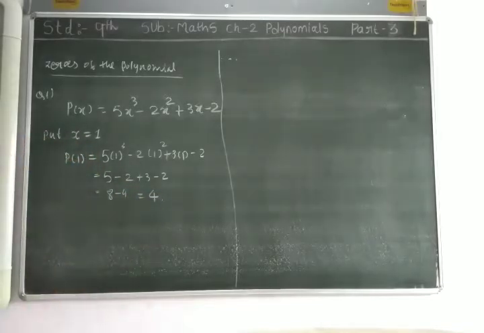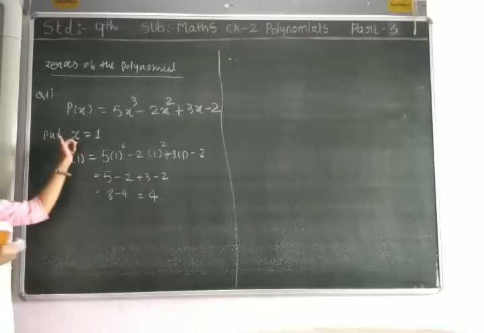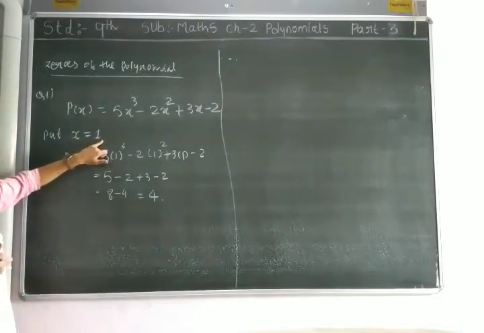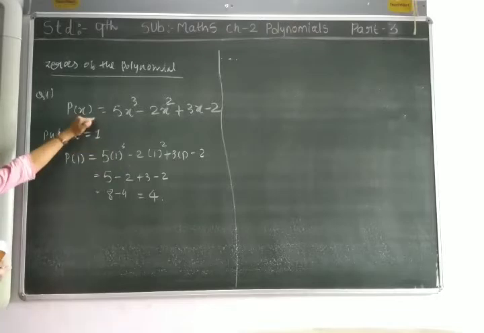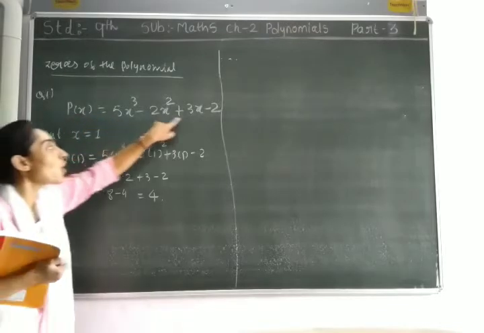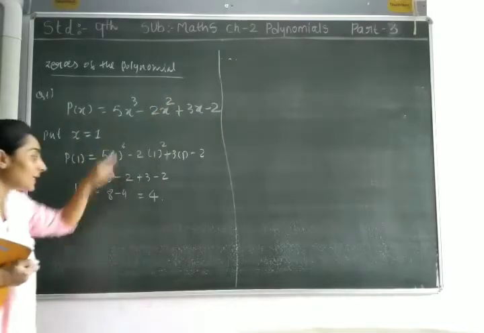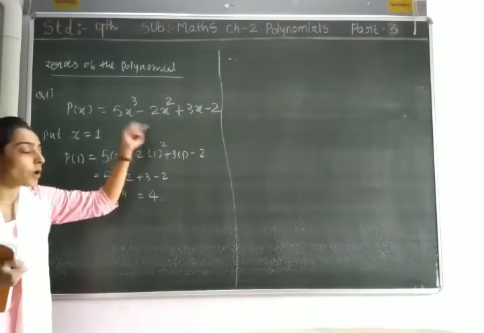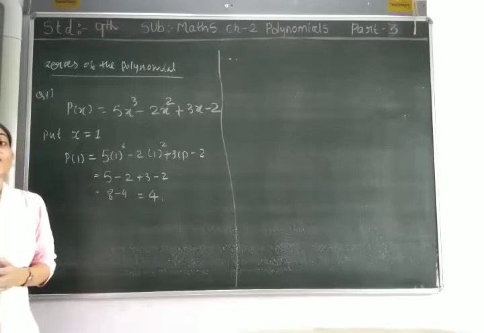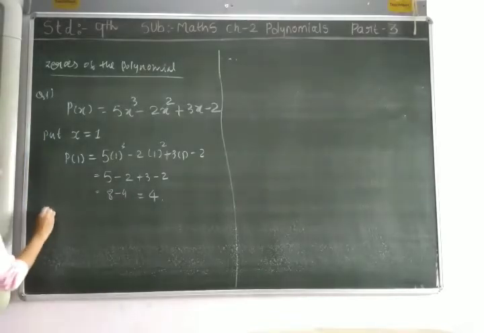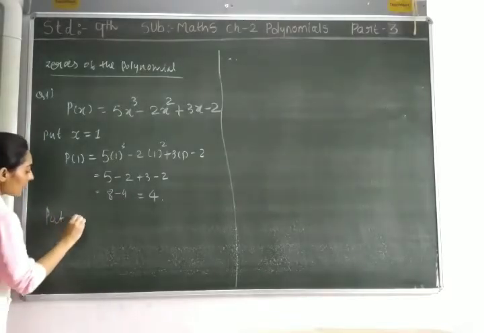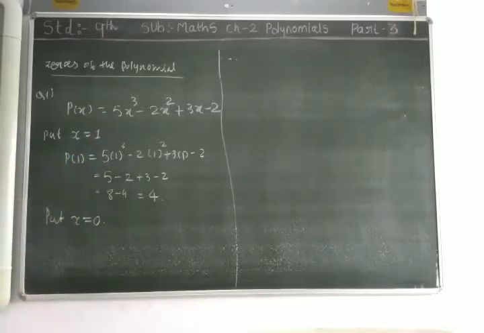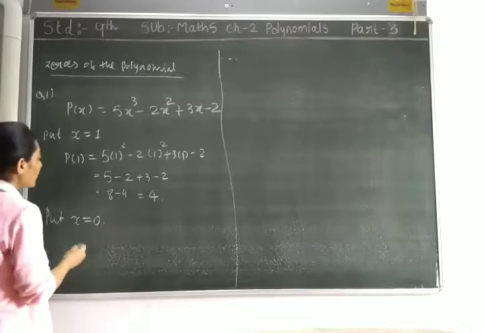Okay. So when I put x equals to 1, when I replace my x with 1, I am getting the value of this polynomial is 4. Try to put x equals to some other number. Let's say 0. I am taking x equals to 0.